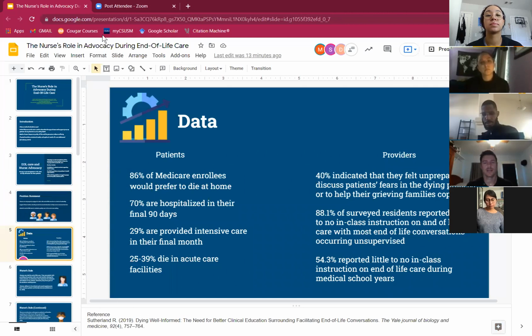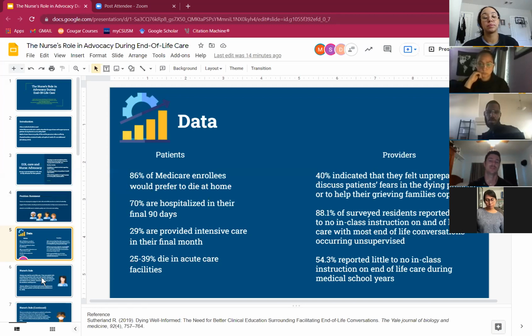So some data that surrounds end-of-life care are easily separated into these two categories between patients and providers. Notice that most of these comparisons are only between patients and providers and not including the family. As you can see here, for patients, 86% of Medicare enrollees would prefer to die at home. 29% are provided with intensive care in their final month, and 25 to 39% die in acute care facilities, while providers showed that 40% indicated that they felt unprepared during patients' end-of-life care.